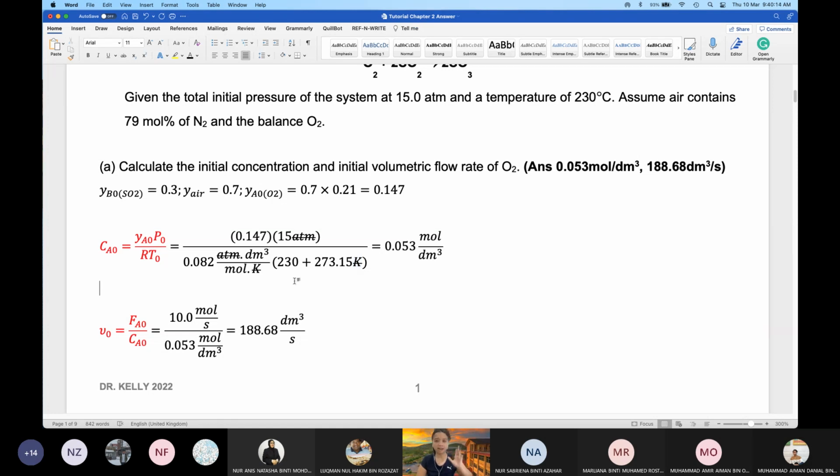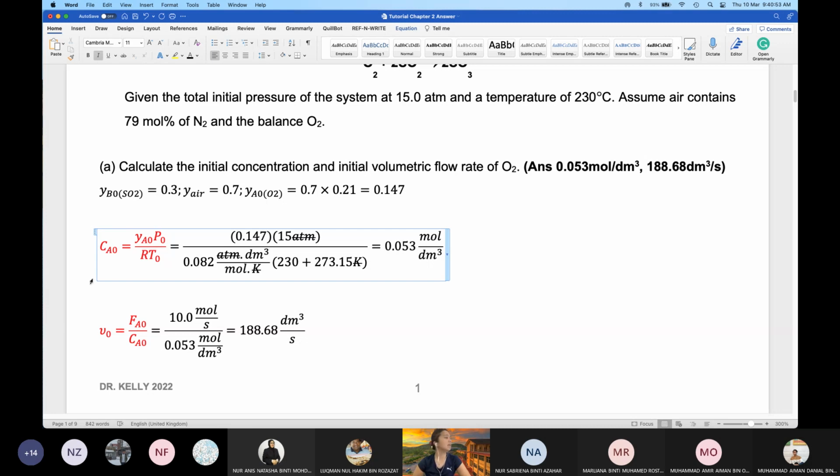You can see that lastly, my unit is still in the form of mole per dm cube, mole per volume, concentration, which is what I want to find. So the final answer will be 0.053 mole per dm cube. Okay, so this question is not that difficult, just that the part about the mole fraction of oxygen can be a problem if you don't understand the concept: there is air, and within the air there is a percentage, but you have to calculate the percentage in the context of the mole fraction of the entire system.